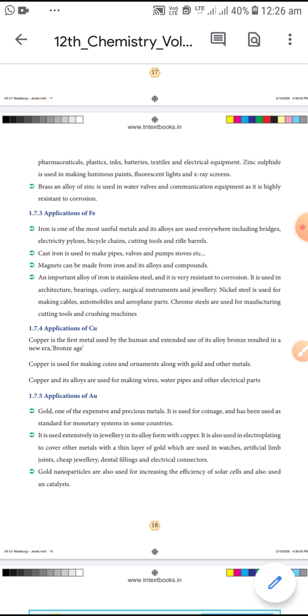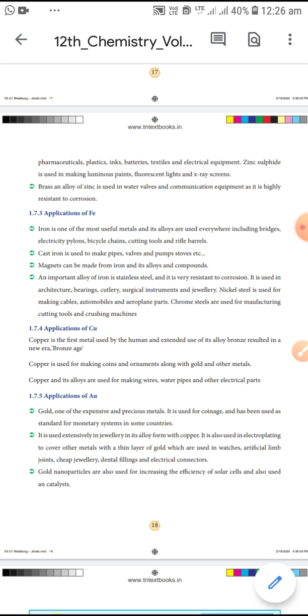An important alloy of iron is stainless steel. It is very resistant to corrosion. It is used in architecture, bearings, cutlery, surgical instruments, jewelry, etc. Nickel steel, an alloy of iron, is used for making cables, automobiles and aeroplanes. Chrome steel is used to manufacture cutting tools and crushing machines.